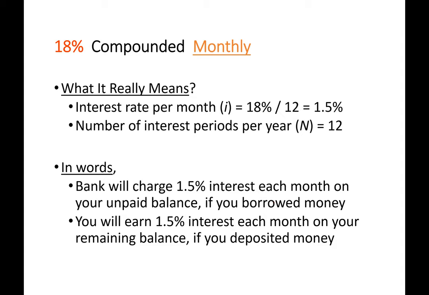And 18% compounding monthly really means the interest rate per month is 18% divided by 12, so it's 1.5% per month. But remember, the interest you earn from the first month will generate interest for the second month and the upcoming months. That means for the second month, the effective rate will be slightly higher compared to the first month. And the number of interest compounding periods is 12. Those two are important. The bank will charge 1.5% interest each month on your unpaid balance. If you deposit money, you earn 1.5% each month on your remaining balance. That depends on whether you lend money to the bank or borrow money from the bank. Two scenarios, but still, they're going to charge 1.5% interest on the remaining balance.